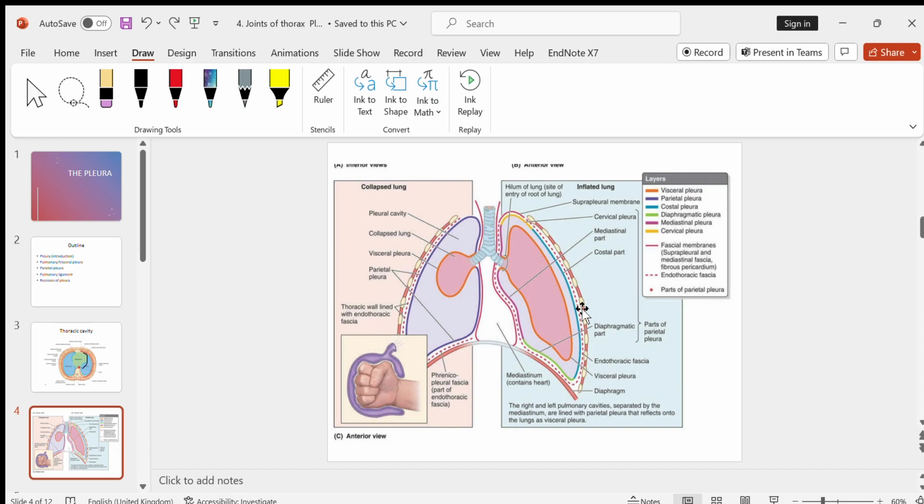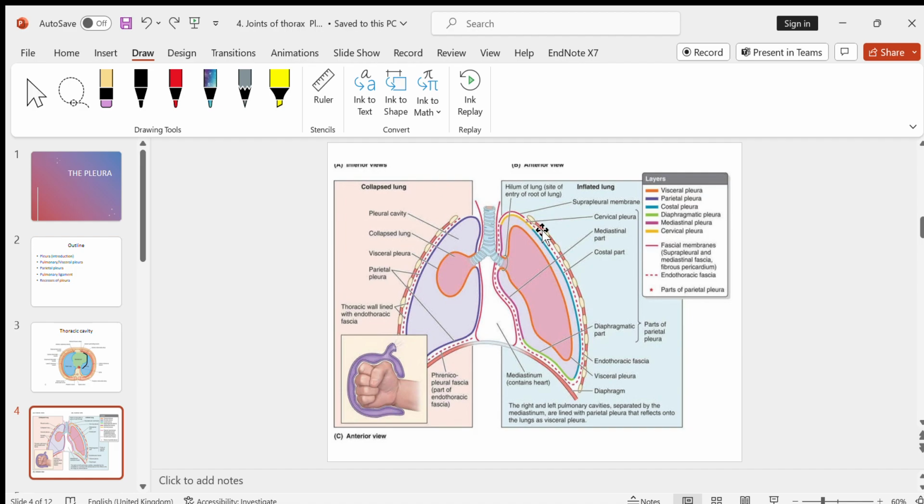Now first of all, we'll discuss the parietal pleura. Parietal pleura is the outer pleura. It is further subdivided into four types. The first part of the parietal pleura, immediately surrounding the apex of the lung, is called the cervical pleura. The cervical pleura is covered by the suprapleural membrane, which closes the thoracic outlet here. So cervical pleura is covering the apex of the lung.